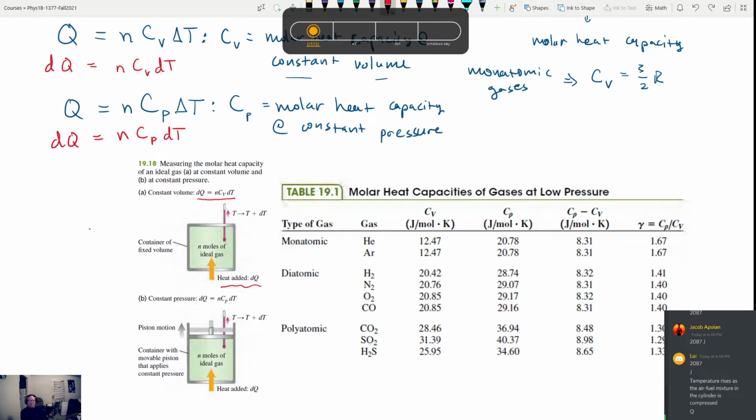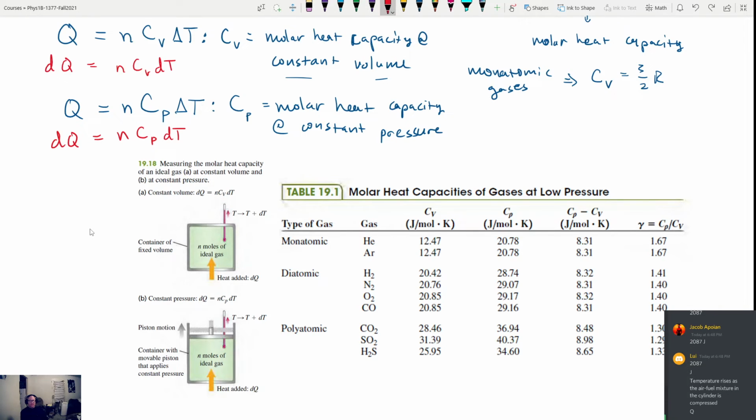To measure CP, you need to have a system where you have a piston. The piston is allowed to move, and it specifically says it's a container with a movable piston that applies a constant pressure. So the piston applies a constant pressure so that the gas will always push back and have the same pressure. And in order for this to work, the volume of the gas is going to have to increase. That allows the gas to do work on its environment. And again, you can find the value of CP by doing some measurements.